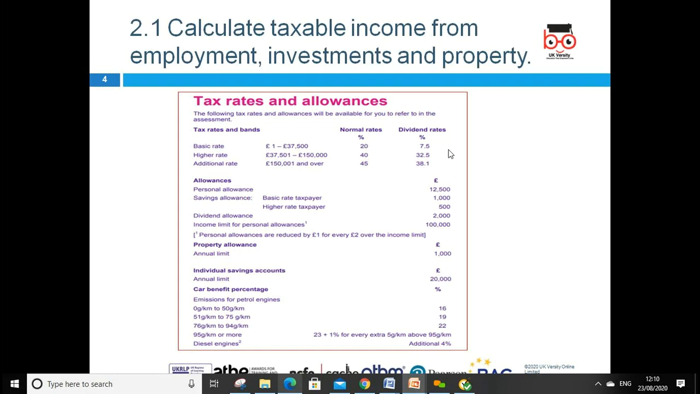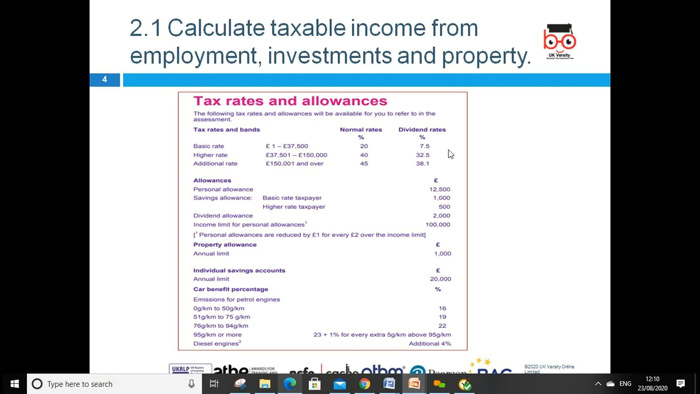And if it's an additional rate, of course, you have to pay 38.1. So that's the difference in terms of the dividend. And if it's a personal allowance, yes, we need to look at what a personal allowance is.